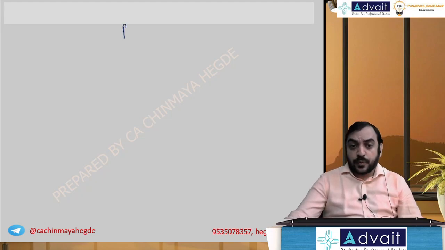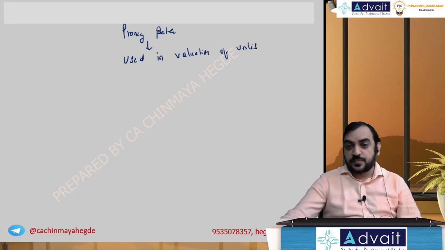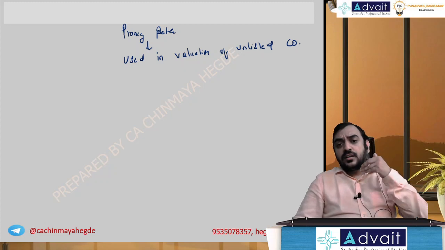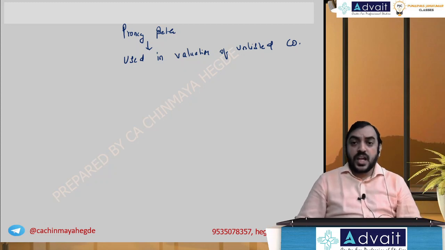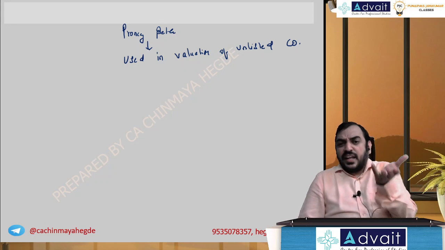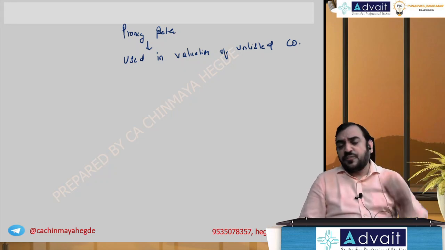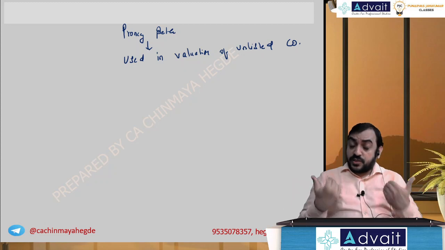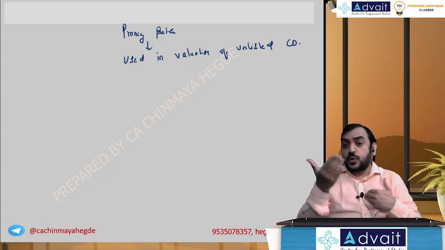We follow this proxy beta, used specifically in the valuation of unlisted companies who don't have a share price. For example, if you're valuing a software company, I would like to value the software company, but that company is not listed. Then what do we do? Okay, take the beta of any software company, let's say Infosys. But one problem is there. Why? Because their capital structure may be different from my capital structure. They have taken more loan, I might have taken less loan, or vice versa.